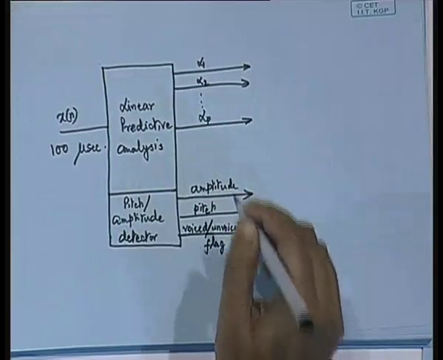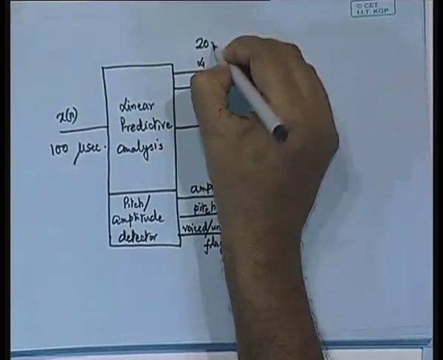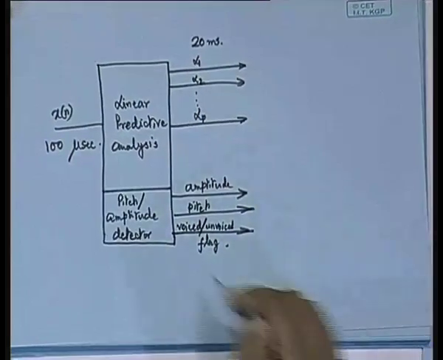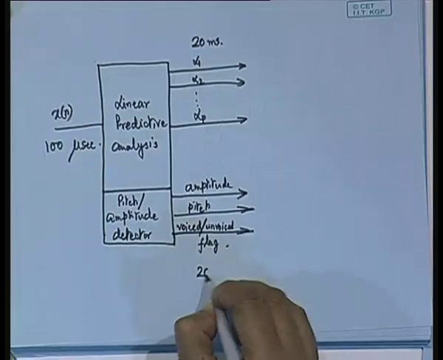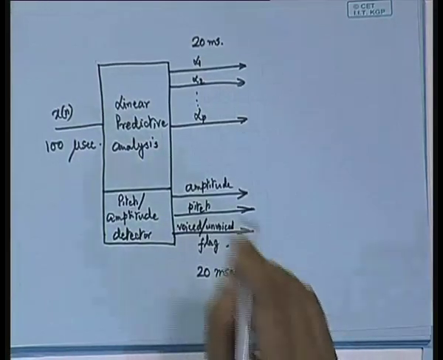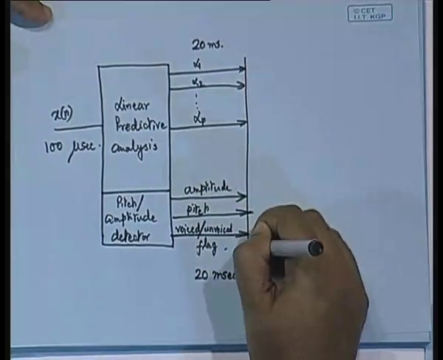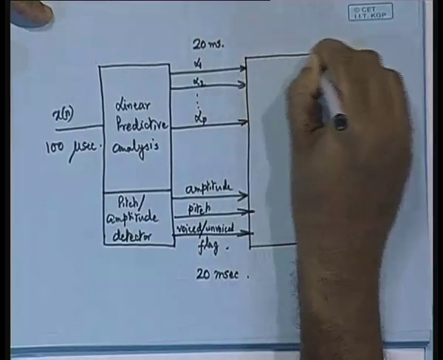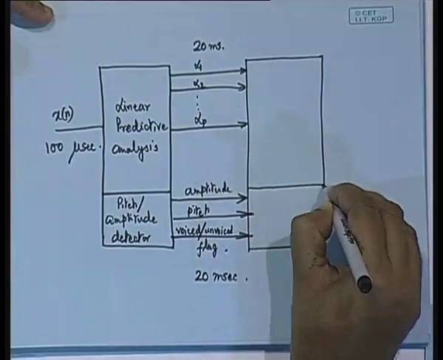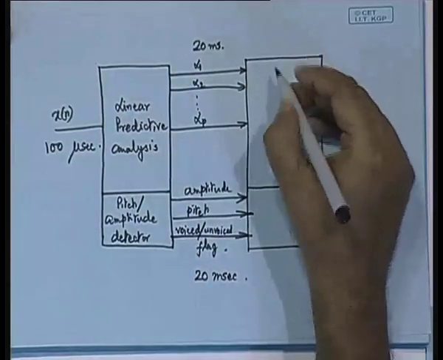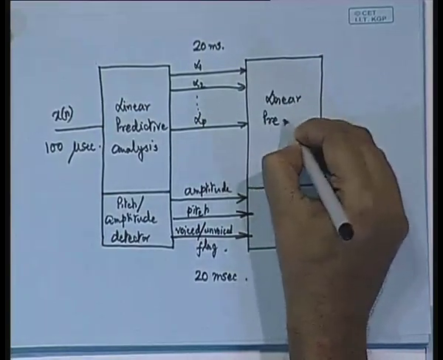So, now all these things will be sampled at a much lower rate. These also will be sampled at a rate of 20 milliseconds, and this amplitude, pitch and voiced unvoiced flag, they also will be sampled at 20 milliseconds. So, now this will go to the next block, to the decoder side. On the decoder side we will still call it the linear predictive synthesis.